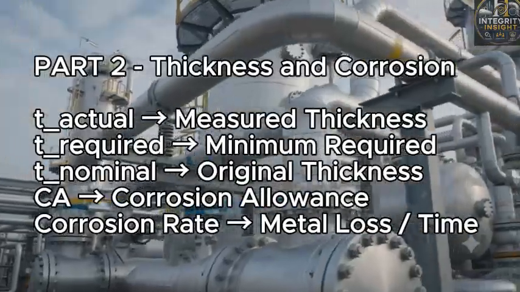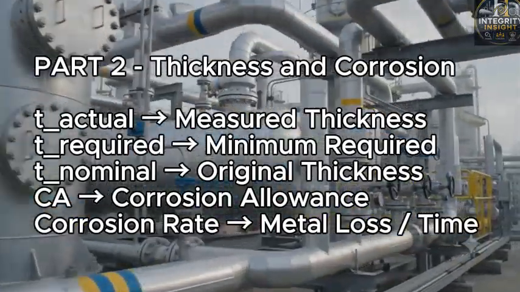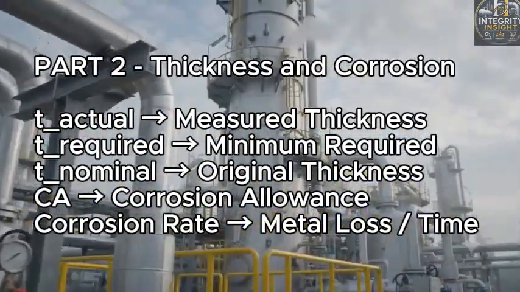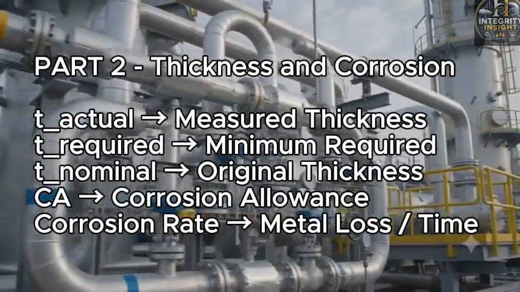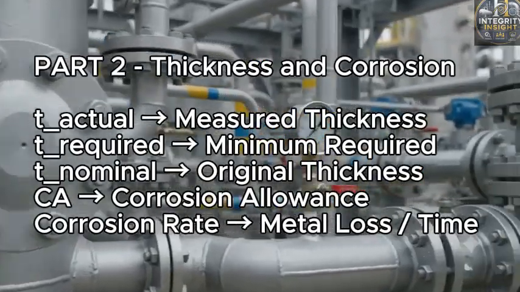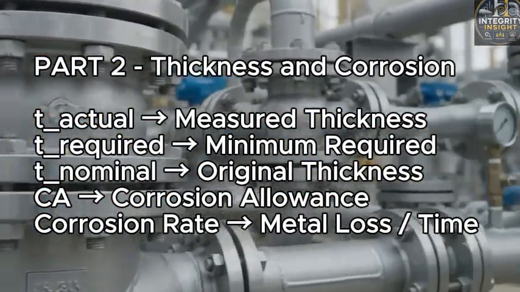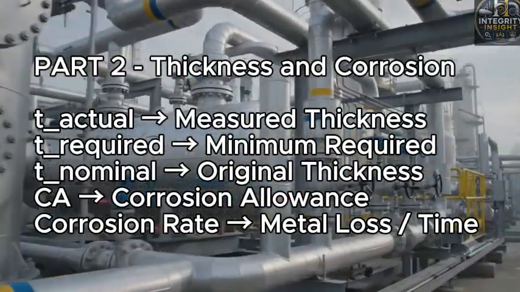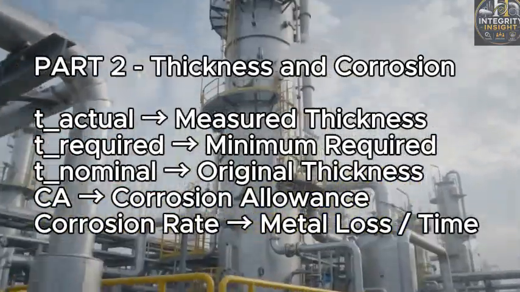Part 2, Thickness and Corrosion. Actual thickness is the thickness measured during the current inspection. Required thickness is the minimum thickness required for pressure and temperature. Nominal thickness is the original thickness before corrosion. Corrosion allowance is added thickness to compensate for metal loss.